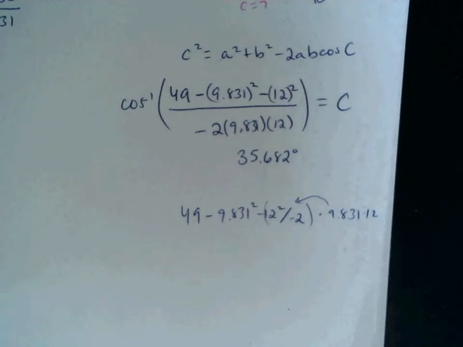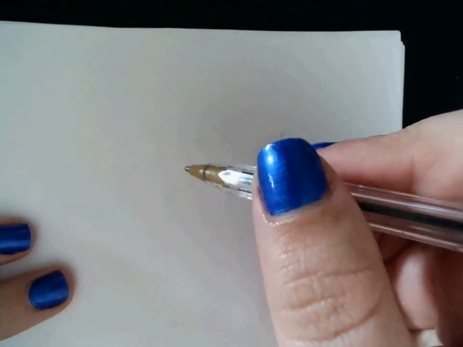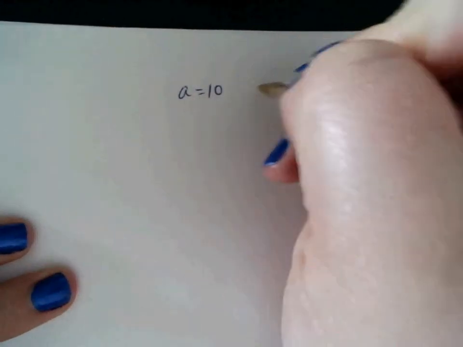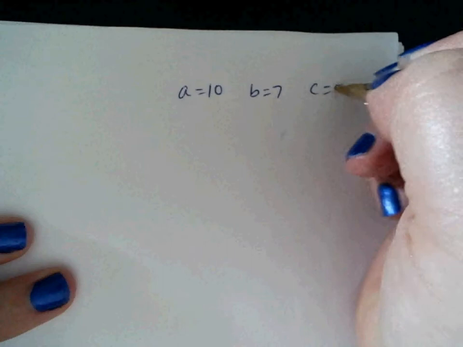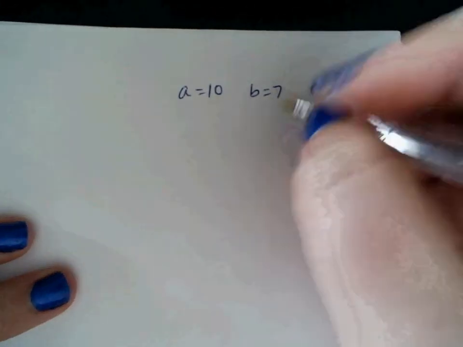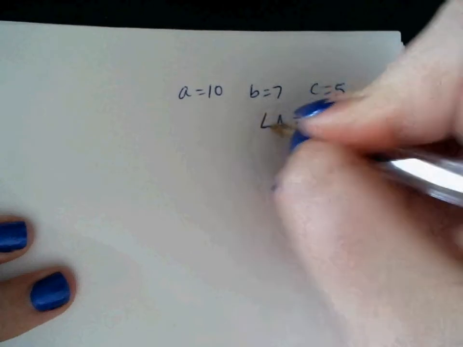Okay, let's go with another triangle. Only this time what I'm going to do is I'm just going to ask you to solve for one of the angles, okay? I'm going to give you side A equals 10, B equals 7, and C equals 5. And I'm going to ask you to solve for angle A.